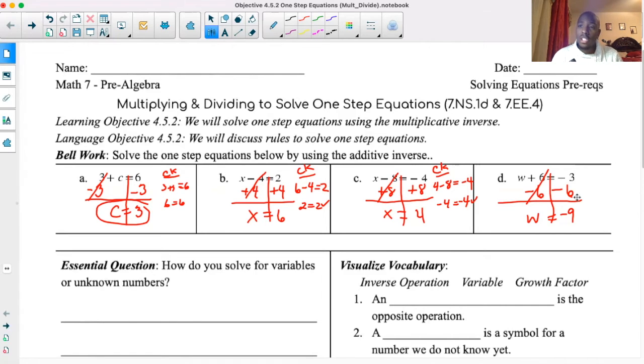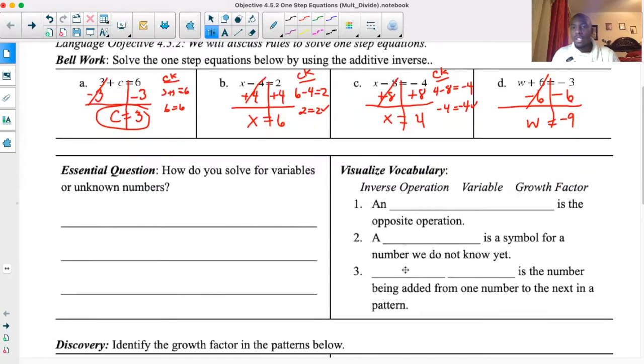So if you see subtraction, we use addition. If we see addition, we're going to use subtraction. Today, however, we're going to use multiplication and division to solve one-step equations, right? So let's look quickly at the vocabulary if we need to. Inverse operations, this is a recap. The inverse of multiplication is division.